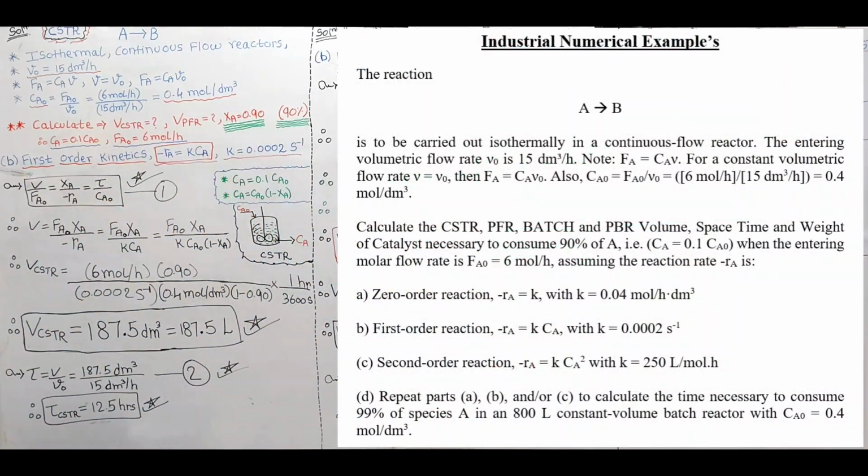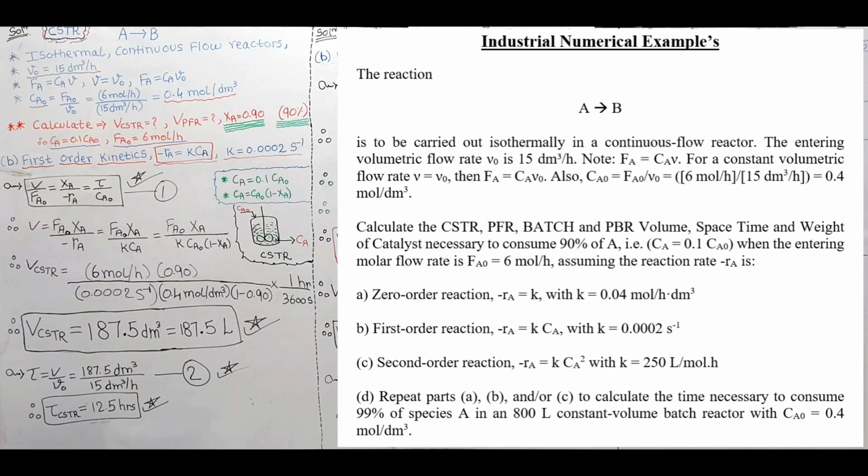The question stated as: the reaction A is converted into the new product B, to be carried out isothermally in a continuous flow reactor. The entering volumetric flow rate nu naught is 15 cubic decimeter per hour. Fa naught is equal to Ca into nu. For a constant volumetric flow rate, nu is equal to nu naught, then Fa can be written as Fa is equal to Ca into nu naught.